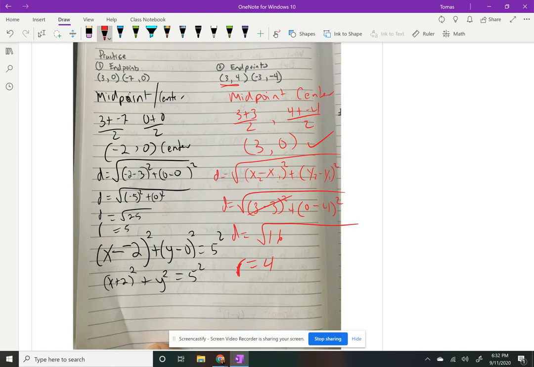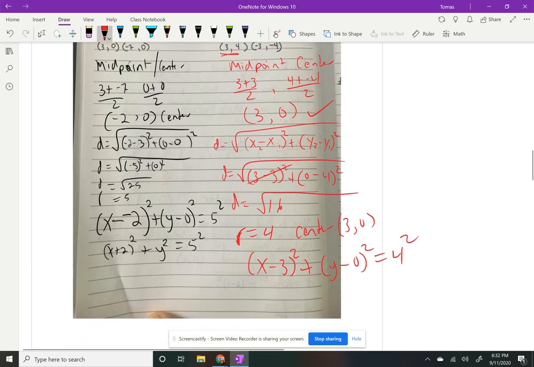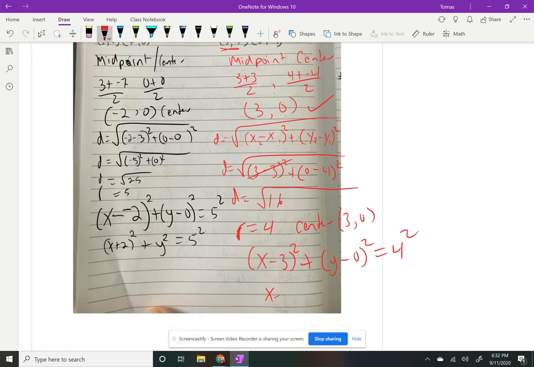Okay? So now we have our radius, we have our center. Our center was 3, 0. So let's build our equation. So BAP. We could simplify this right quick. We don't need this 0. And that's it. Ain't nothing to it but to do it.